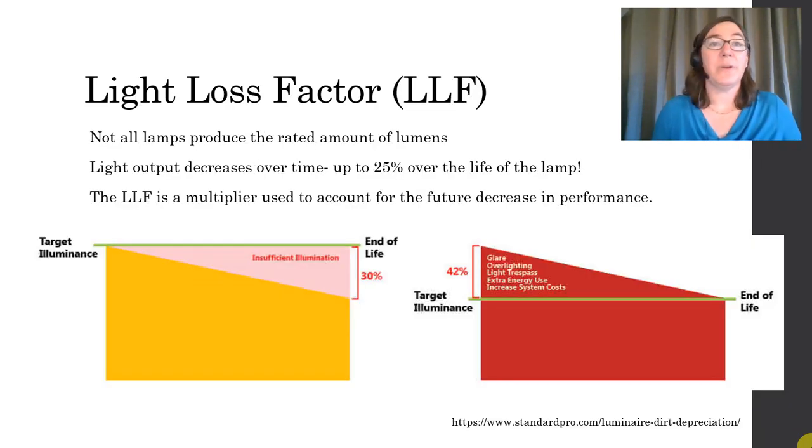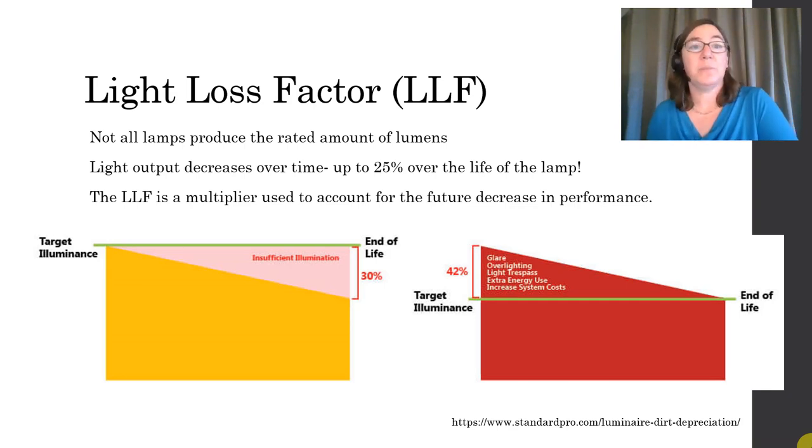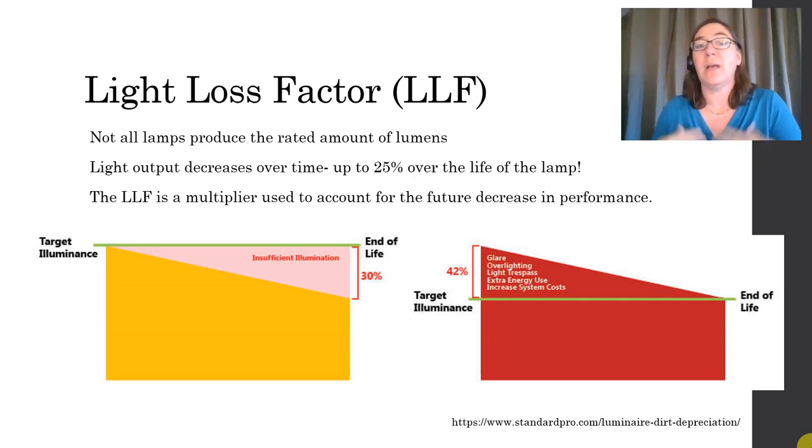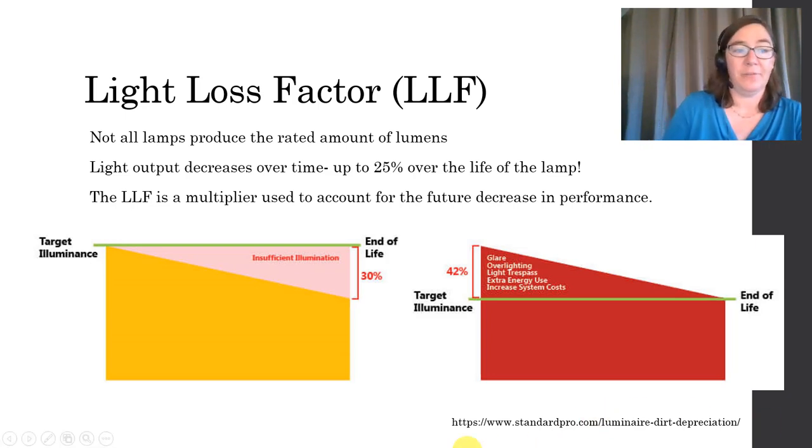Let's talk a little bit more in detail about that light loss factor. Not all lamps are going to produce the rated amount of lumens. Light output actually decreases over time, and it can be as much as 25% over the life of the lamp. So the LLF is a multiplier that we use in our calculations to account for the future decrease in performance. And here's some graphs to show you. Let's take a look at the left one.